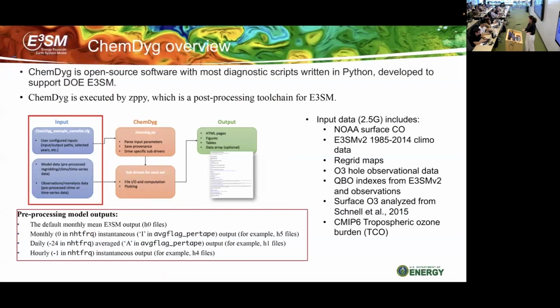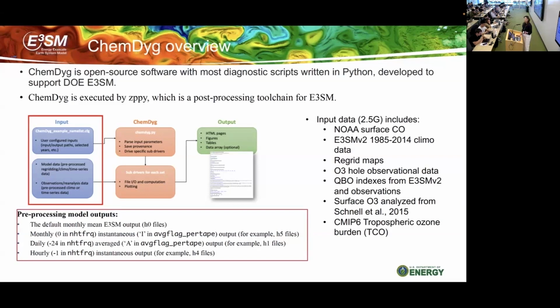We provide you some observational data or analysis data to help you with 2 purposes. First, you can evaluate the model result. That's the kind of overall diagnostic package, the first benefit. The second, if you want to do some specific diagnostics, like QBOI or ozone along the stratosphere and troposphere exchange flows, ChemDyg can also provide those specific diagnostics for you.